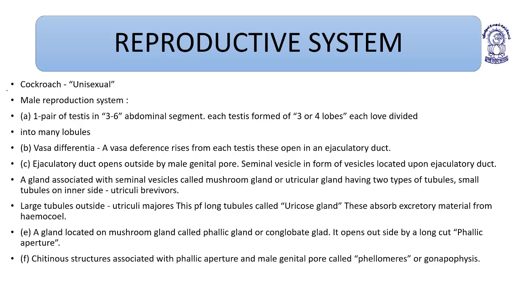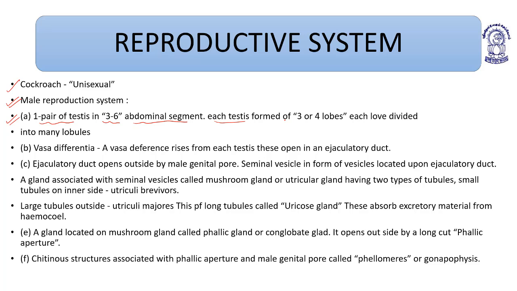Cockroach is unisexual, meaning it shows sexual dimorphism. Male and female reproductive organs are present on different bodies. First, we will discuss the male reproductive system. The male reproductive system includes a pair of testes which extends from the 3rd to 6th abdominal segment.